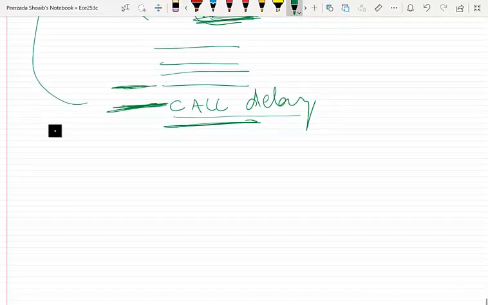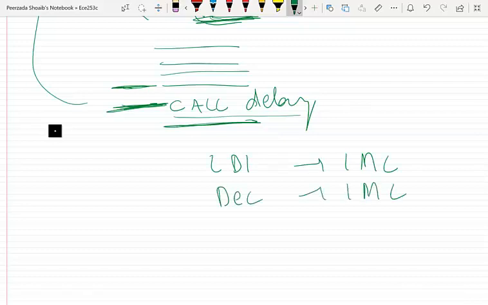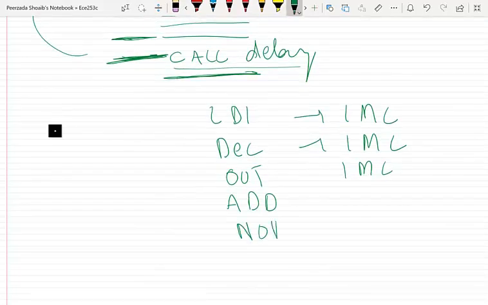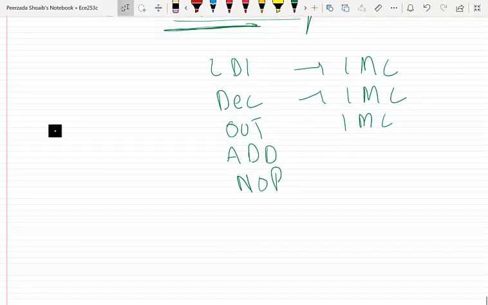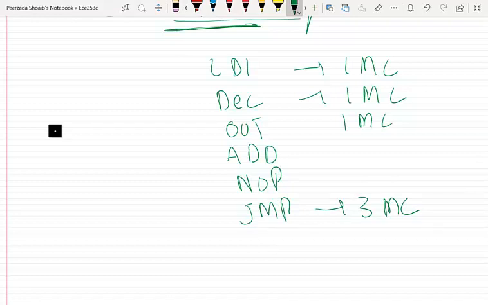For example, the LDI instruction only takes one machine cycle to execute. Decrement also takes one machine cycle to execute. Out also takes one machine cycle to execute. Which other instruction have we studied? Add also takes one machine cycle to execute. NOP also takes one machine cycle to execute. Jump takes 3 machine cycles to execute. Call takes 4 machine cycles to execute. Return also takes 4 machine cycles to execute.